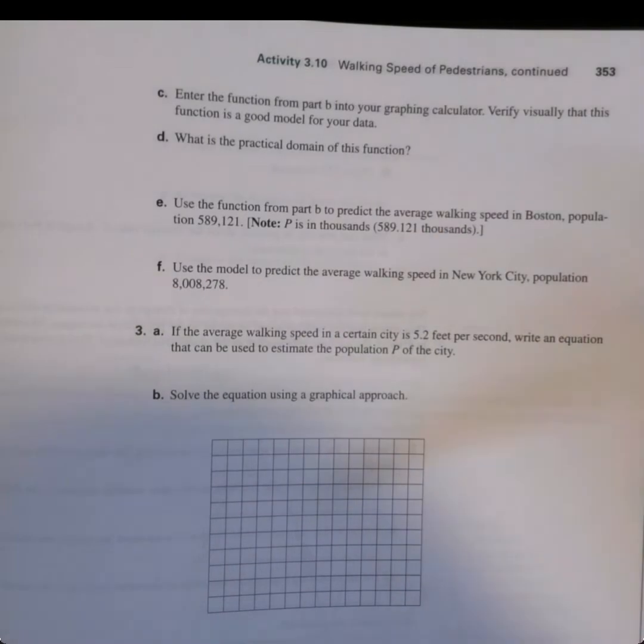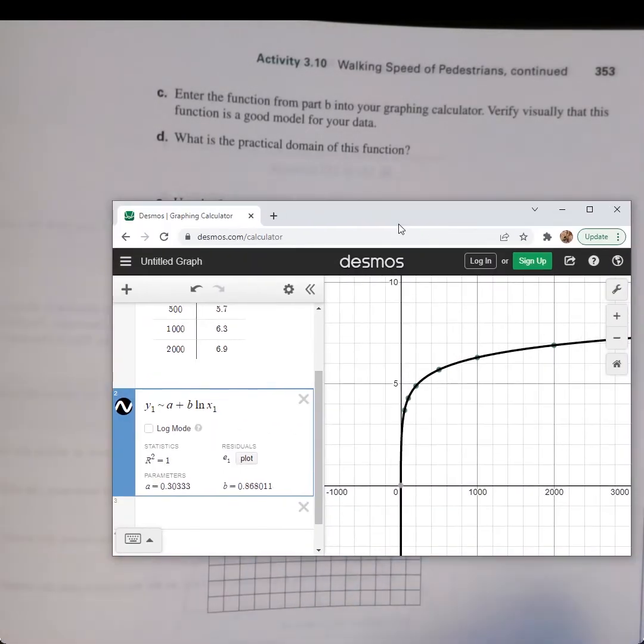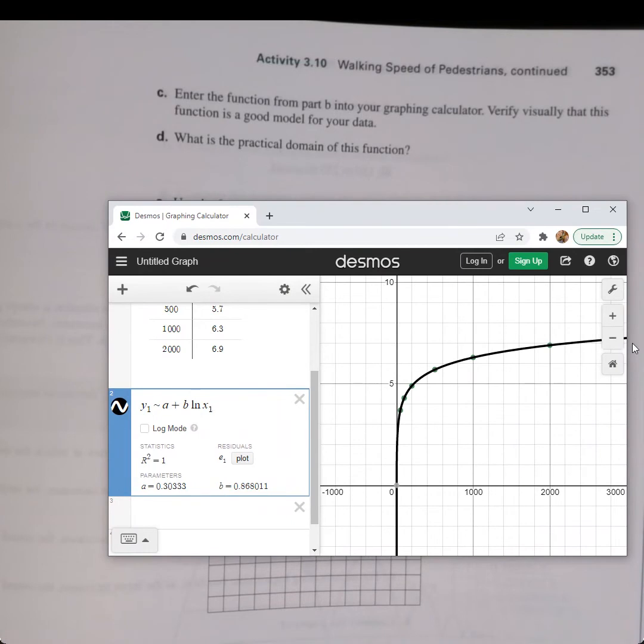Enter the function in the calculator graph. Oh, okay, well, that happens naturally. It's a good thing we don't have those old-fashioned calculators. It happens automatically on decimals. So verify it's a good fit. Yep, looks good. Those dots are really close, and I can also see that my r-squared value is 1.